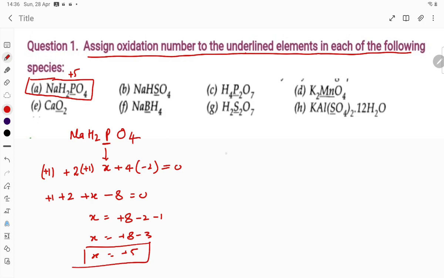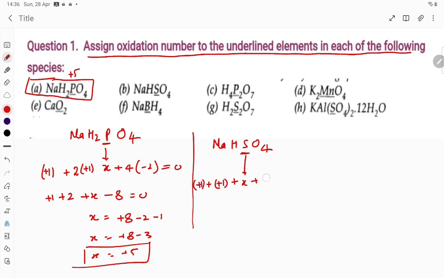Now we have one more, student. What is there? Here is NaHSO4. And sulfur we are supposed to find. Let us consider sulfur to be X, and hydrogen is going to be how much, student? This is going to be +1. With sulfur, it is considered to be +1. And if you are talking about sodium, it is again going to be +1 only, student.